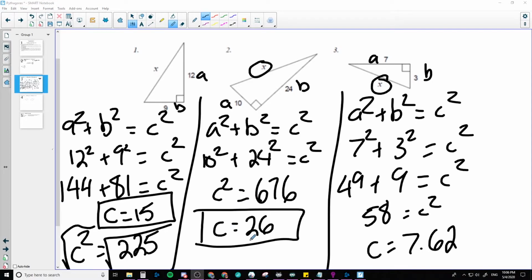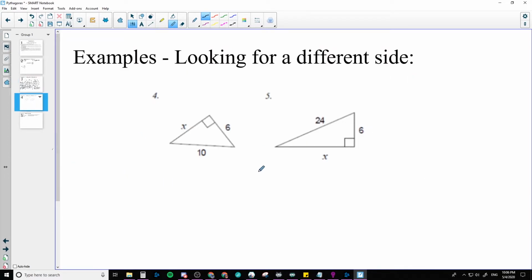Okay, so these are simple versions where we can use the formula the way that it's existed the whole time. There are also questions where you're going to have to figure out a different side, a side that is not the hypotenuse, because this one is the hypotenuse here. Again, the right angle points to the side that is the hypotenuse.